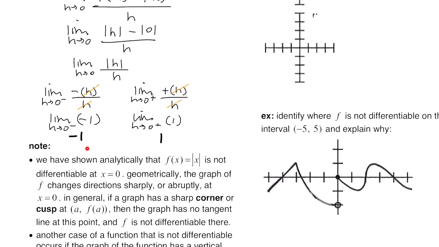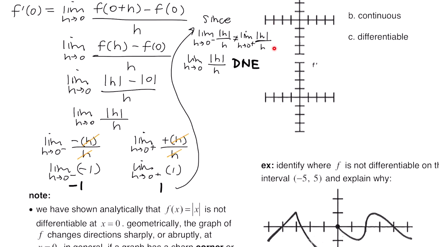And you can see that you're going to get -1 and +1. And then I wrote it out: since the left-hand limit does not equal the right-hand limit, the limit as h goes to 0 of the absolute value of h over h does not exist. And since this limit doesn't exist and it's equal to f prime of 0, we can say therefore f prime of 0 does not exist.